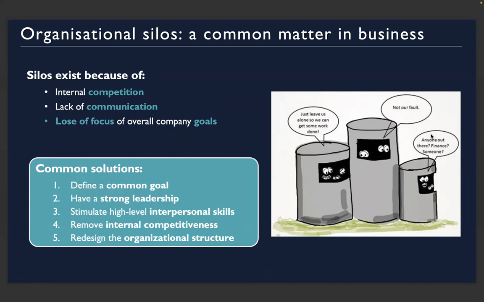And so you have a lot of literature on this subject in business management, on why silos exist and what the common solutions are that could be implemented in order to break down these silos. What they say is that silos exist because you have internal competition, with departments competing against each other, because you have a lack of communication, and because there is a loss of focus on overall company goals. And the common solutions claimed in this literature are to define a common goal, to have strong leadership, to have high-level interpersonal skills, to remove the internal competitiveness, and to redesign the organizational structure.